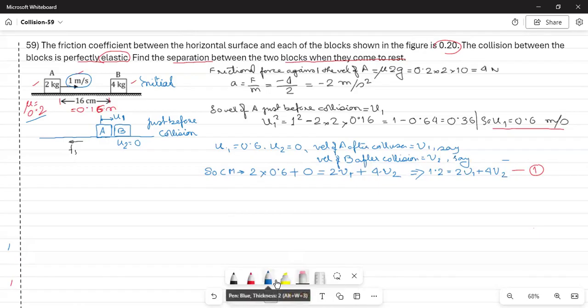Now, let us also use the velocity of approach and velocity of separation, since the collision is perfectly elastic.